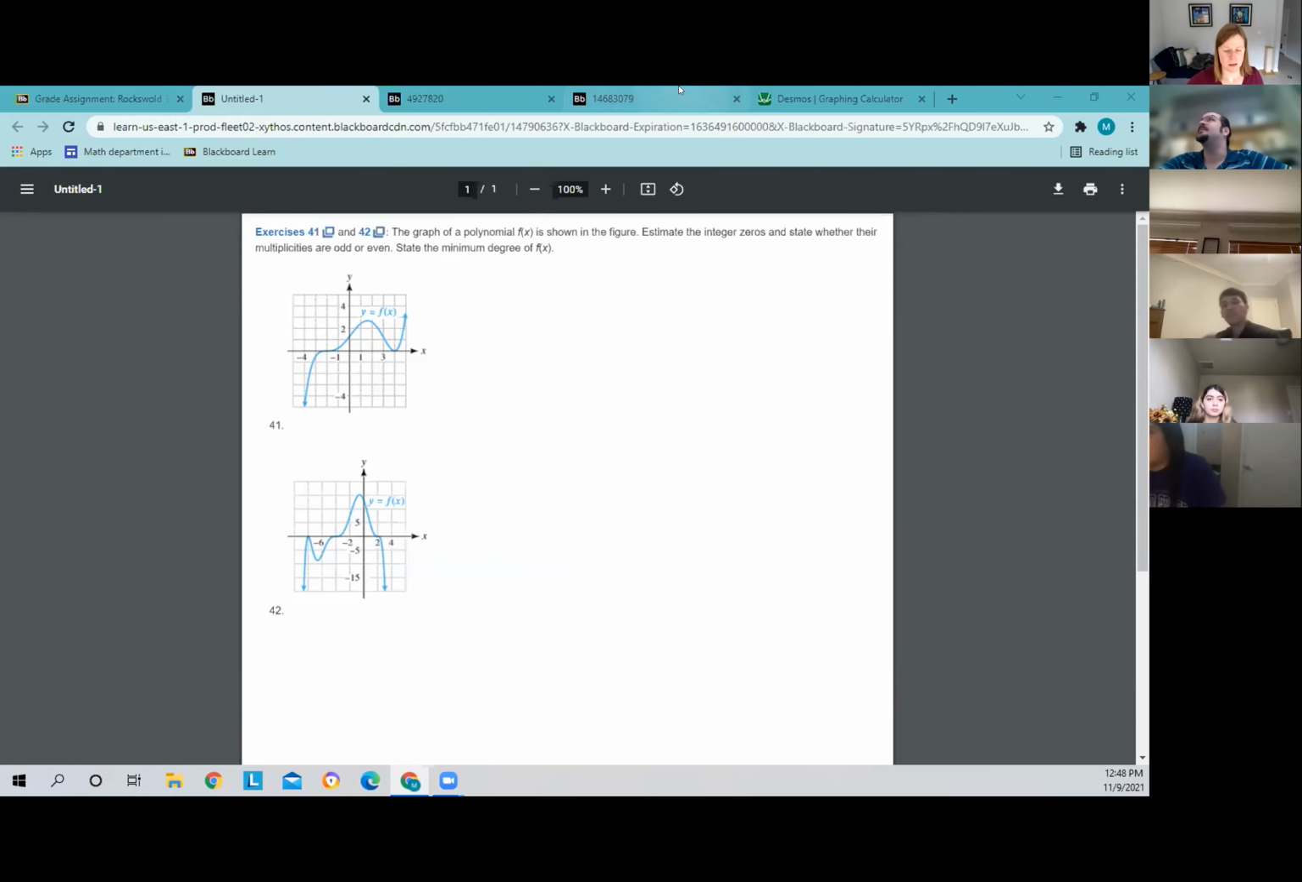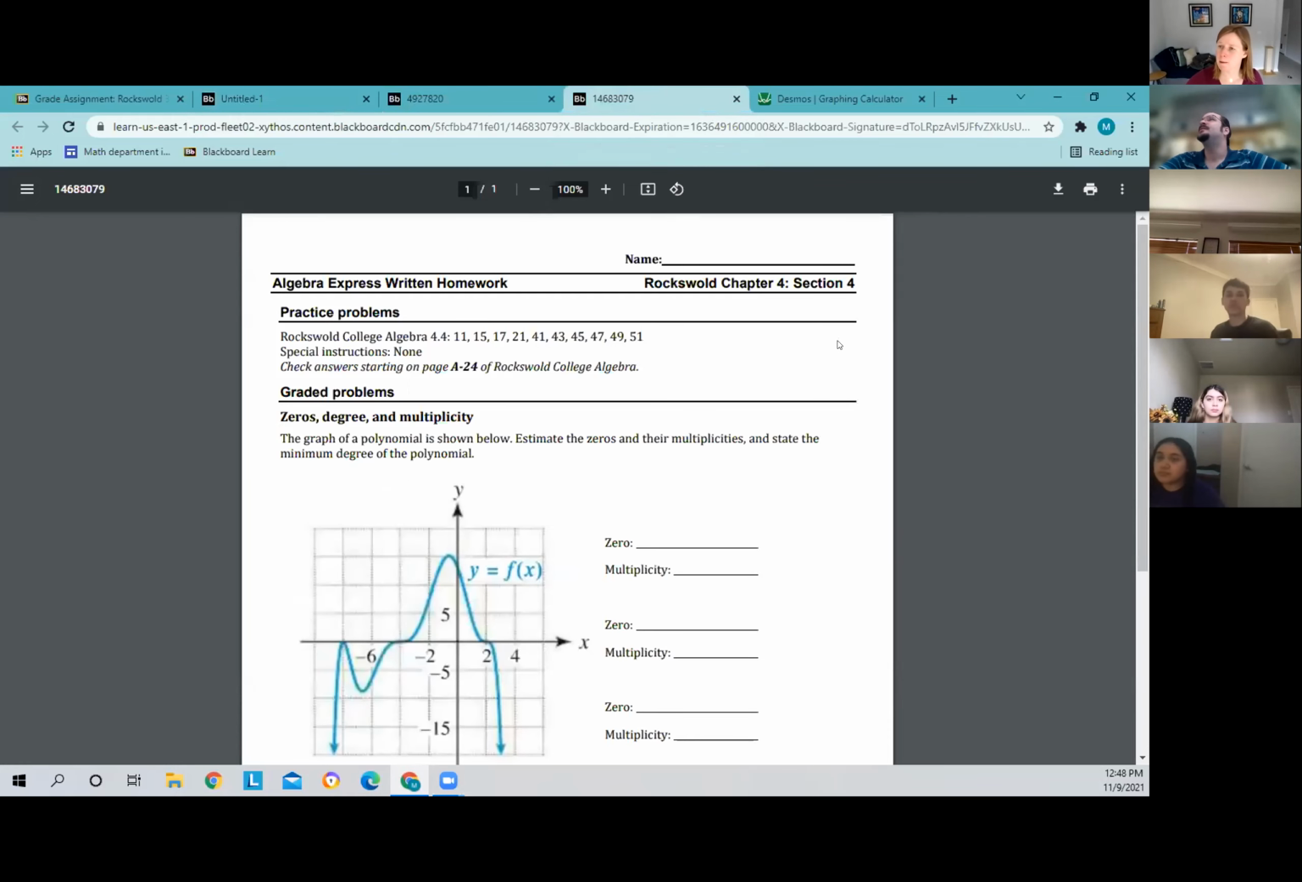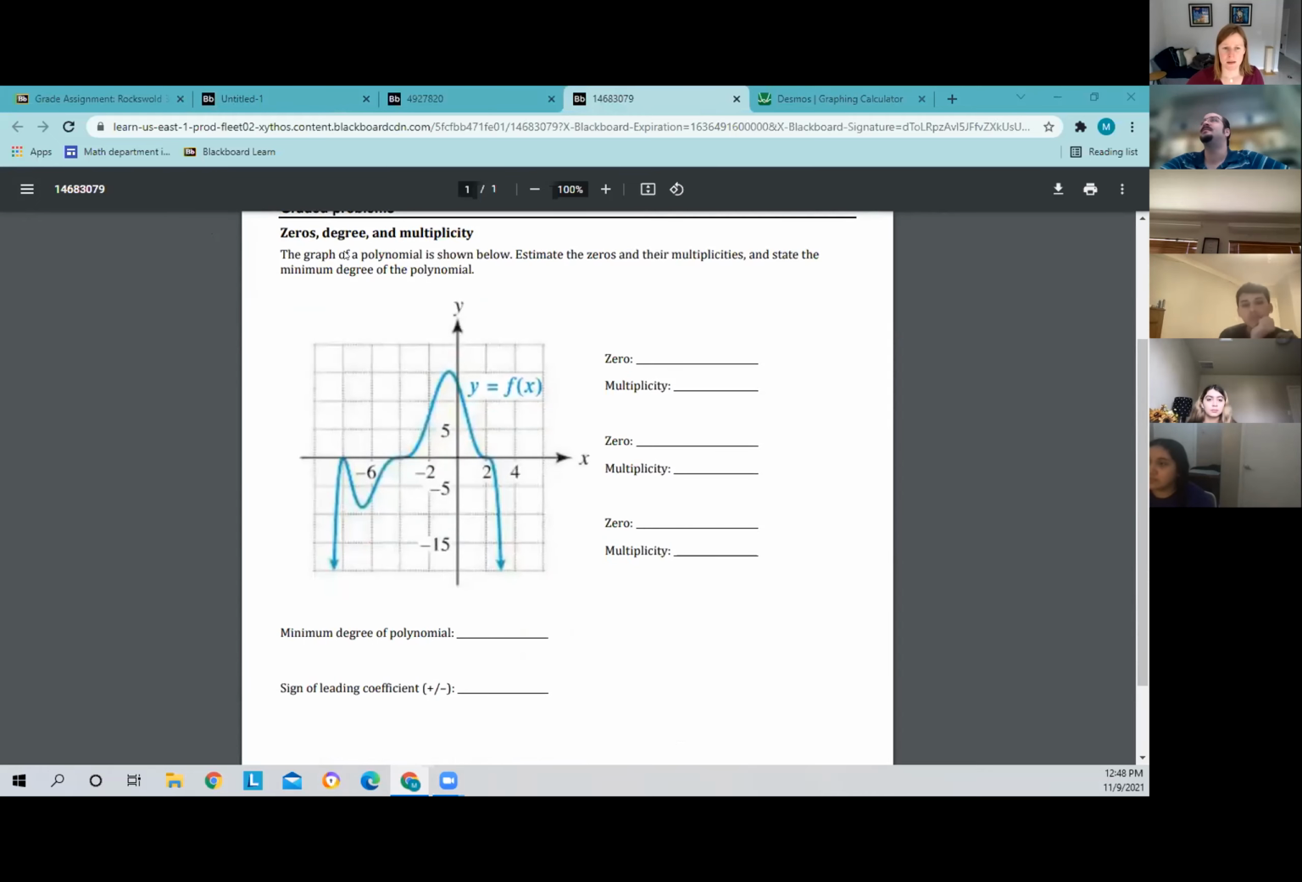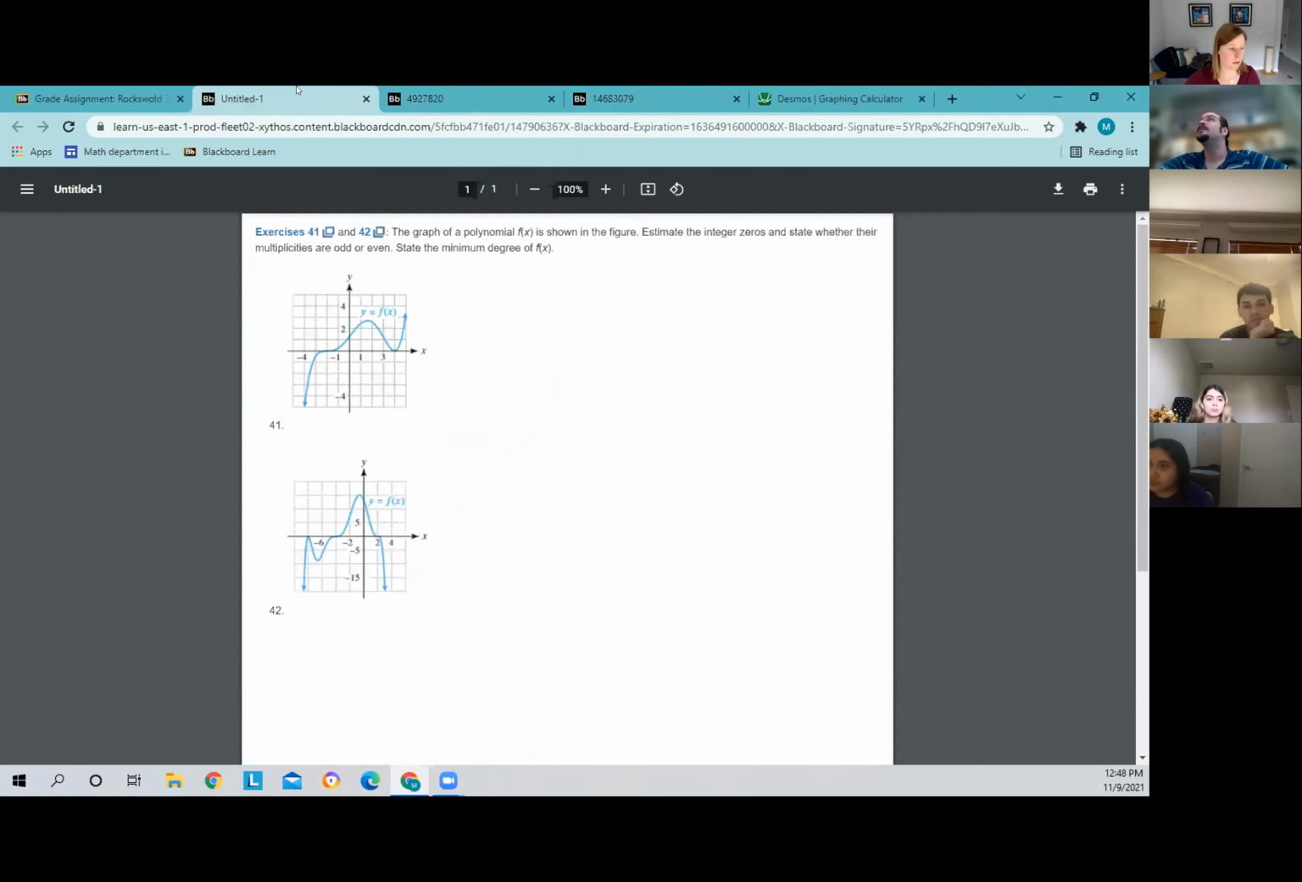I don't know if you noticed, I think this is the homework that you're doing. They want something like this, right? The zero, the multiplicity. What's the zero? What's the multiplicity? What's the minimum degree? So it should look pretty similar to stuff that we're going to have you do in the homework. But 41 is the one that is on the assignment.